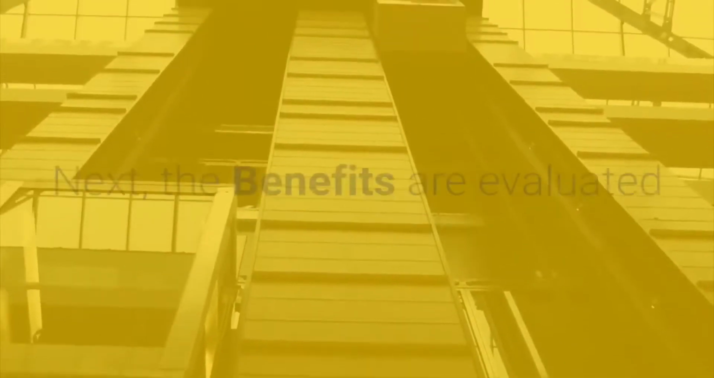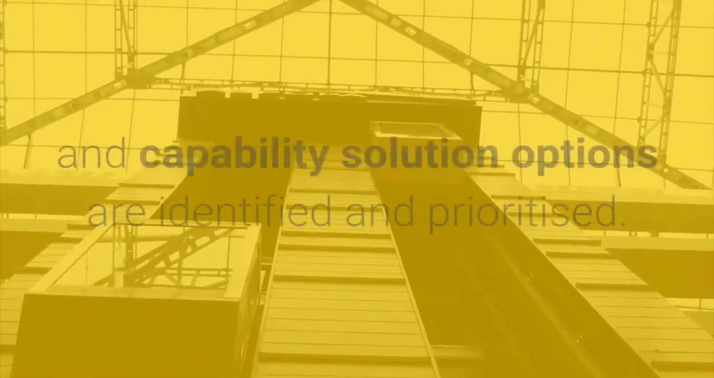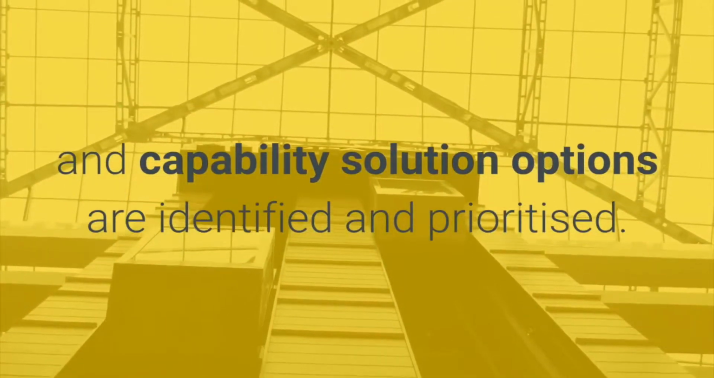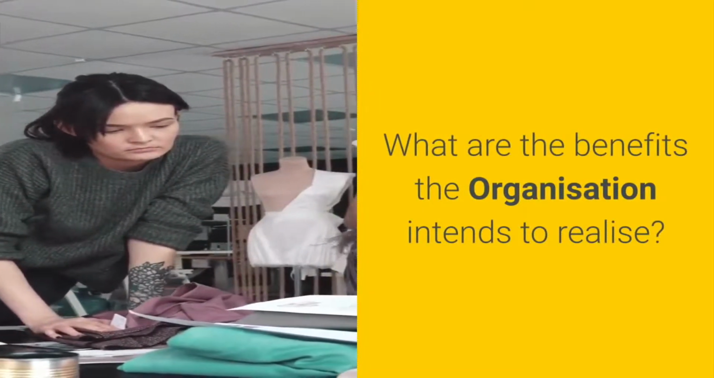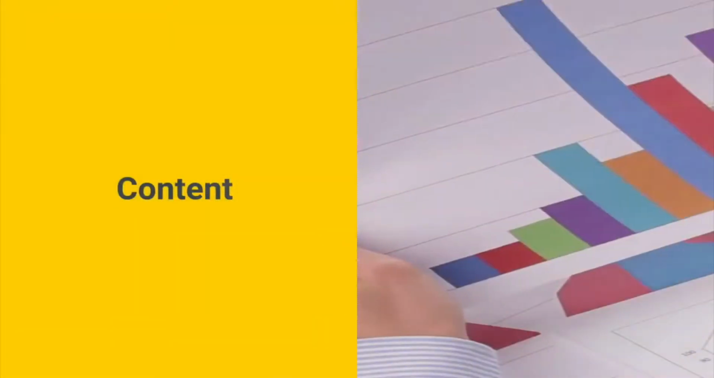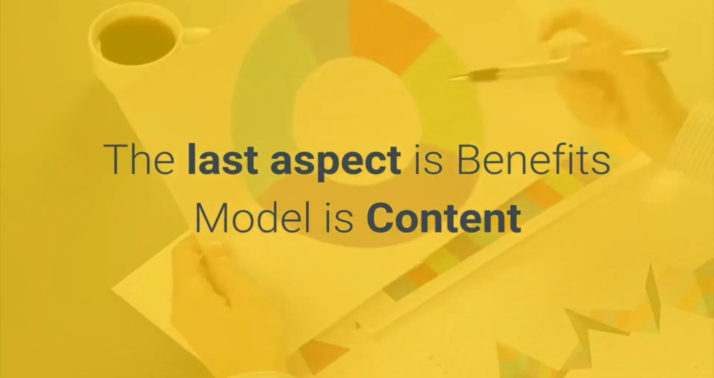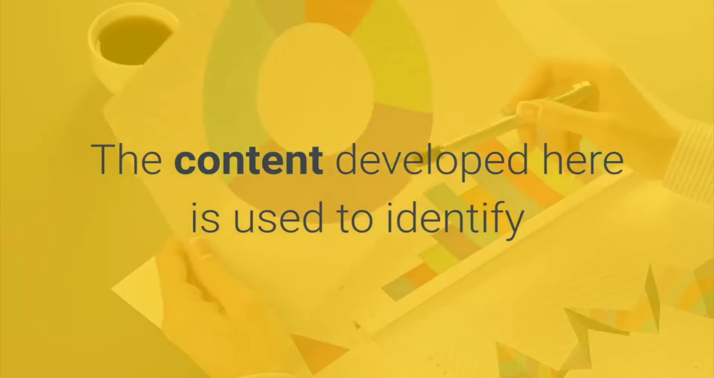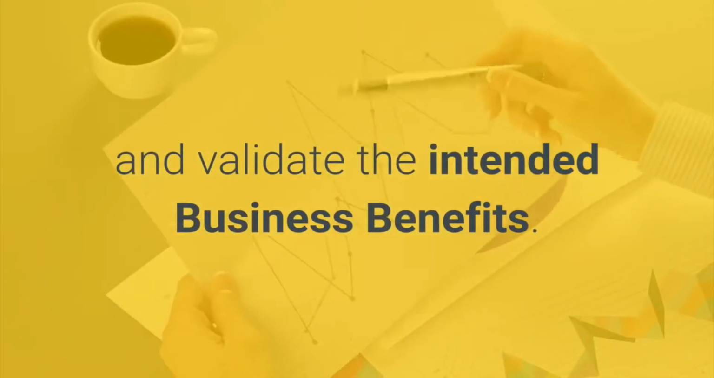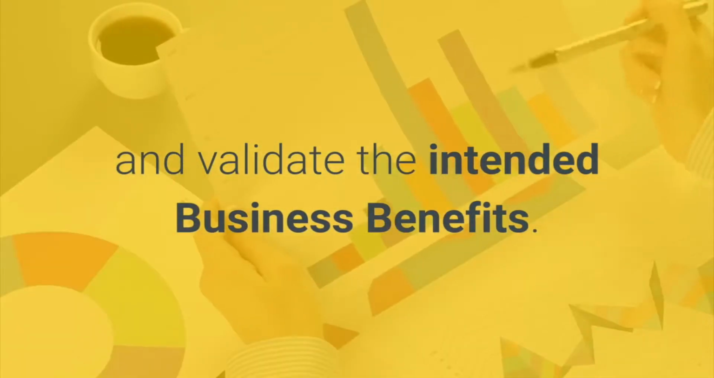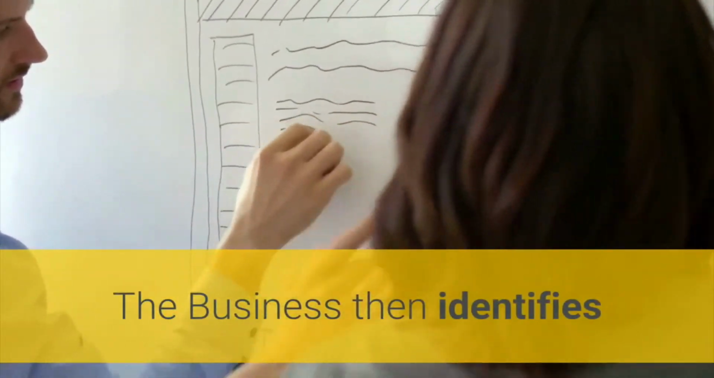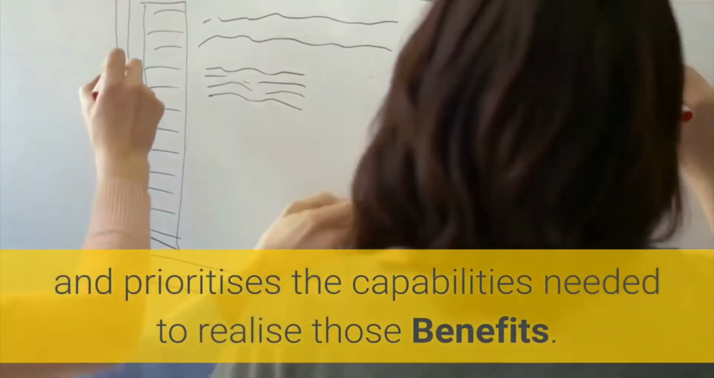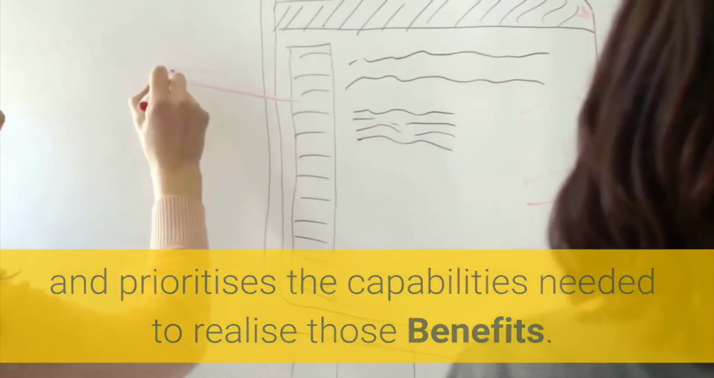Perspective. Next, the benefits are evaluated and capability solution options are identified and prioritized. Context. The benefits model addresses the why aspect. Why are we doing this? What are the benefits the organization intends to realize? Content. The last aspect is the benefits model content. The content developed here is used to identify and validate the intended business benefits. The business then identifies and prioritizes the capabilities needed to realize those benefits.